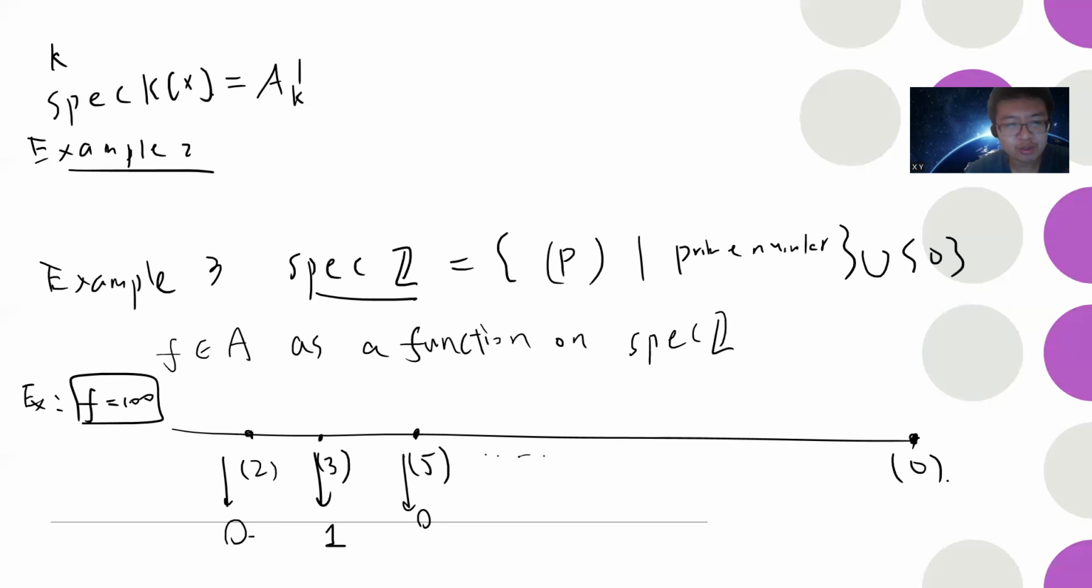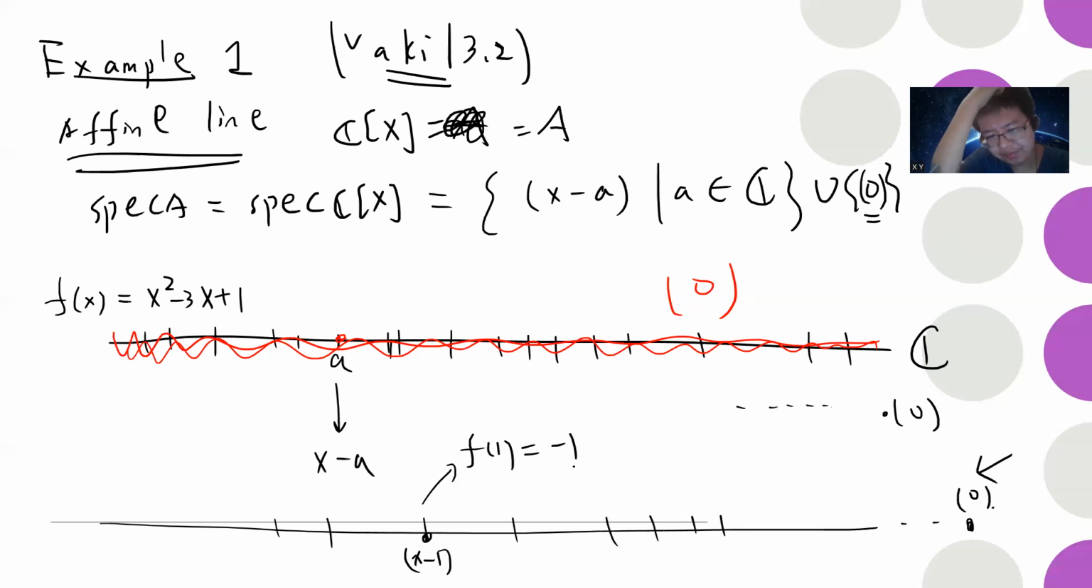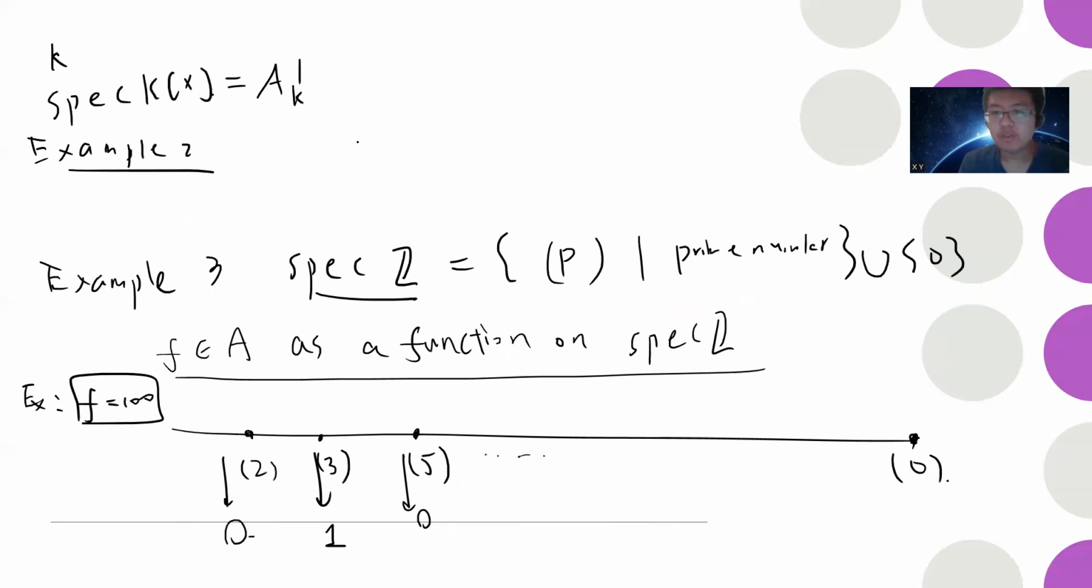So basically one can view f as a function on the spectrum. For example, you can write f(x) = x squared minus 3x plus 1, and you can ask what is its value on the x minus 1 ideal. Then the answer will be very simple, just f of 1, which is 1 minus 3 plus 1, so it's minus 1. So the element of the ring can be viewed as a function on the scheme.